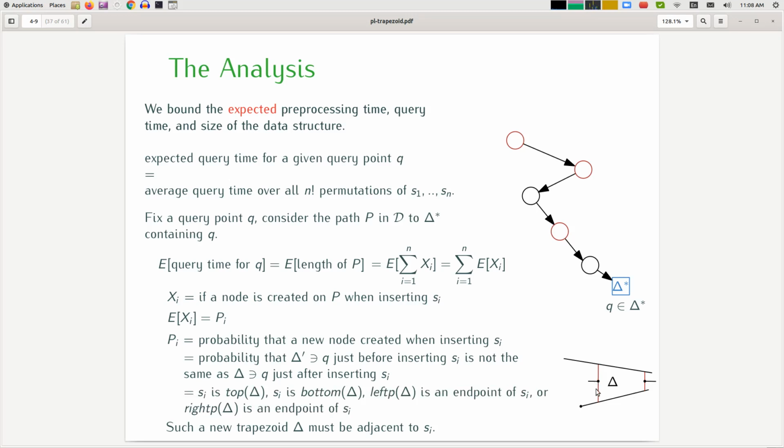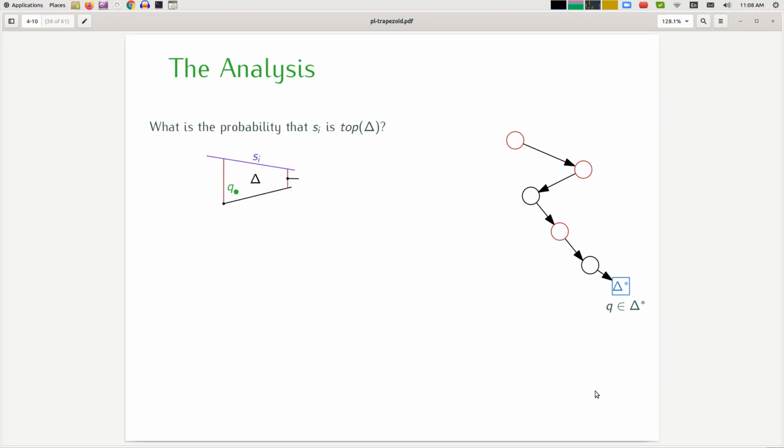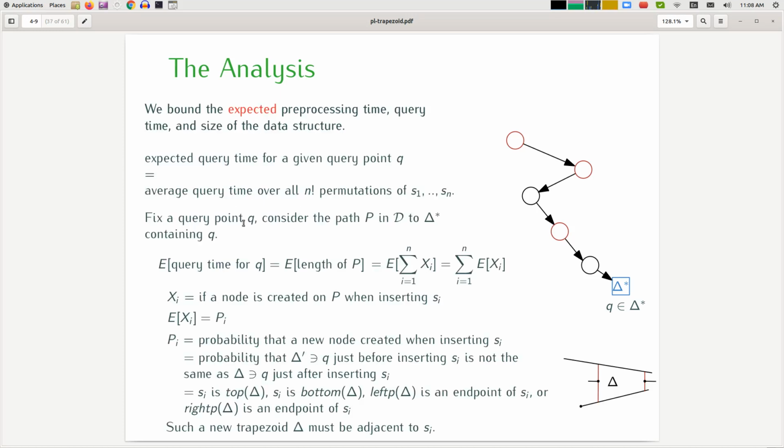So to see this, we can use the backwards analysis. Let's say this is a new trapezoid created after I have inserted Si. And let's assume that I have fixed the segments Si plus 1 all the way to Sn. So I have only segments S1 up to Si plus 1 left. I'm going to go over this quickly because it's very similar to the backward analysis that we did before. And let's say the query point is inside this trapezoid.